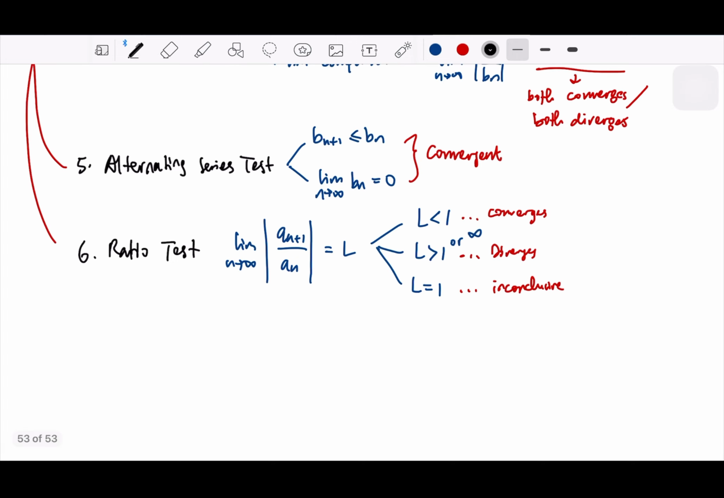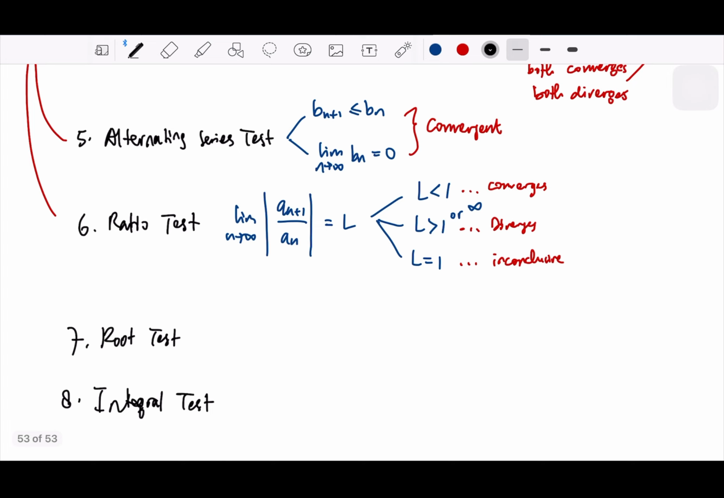Then the last two methods that are not really that practical are the root test and the integral test. Root test will be useful if the a_n is having power of n. Okay? That will be very obvious because you can take the root with power of n, and you can cancel the power of n immediately.